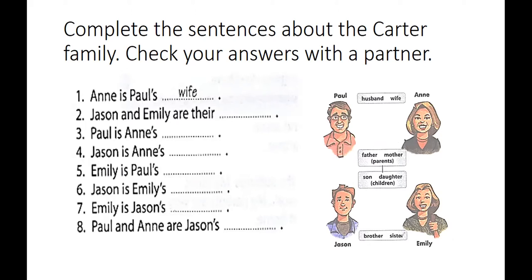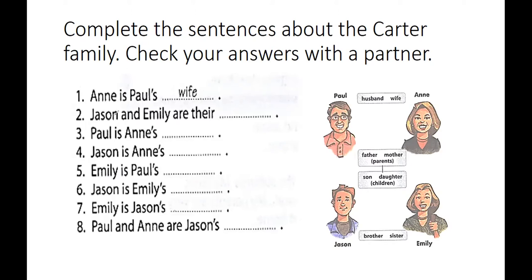So what are we going to do con este vocabulario? ¿Qué vamos a hacer con este vocabulario? Fíjense bien aquí la primera oración que tenemos. Dice, Anne is Paul's wife, okay? It says, Anne is Paul's wife, right? Is it true? ¿Es cierto que Anna es la esposa de Paul? Yes, right.